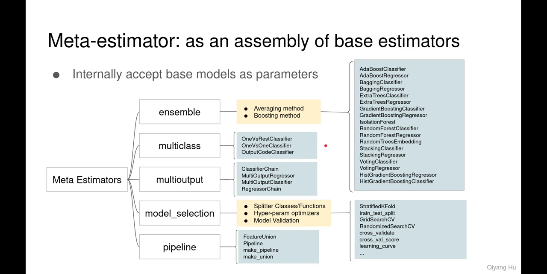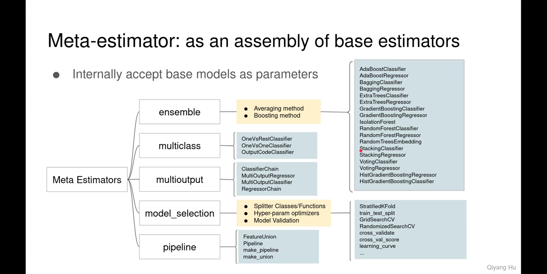The fourth category of meta-estimator is the model selection module. It contains various very useful functions, such as the splitter classes, hyperparameter searching, and cross-validation. As shown here, we already showed the example of train test split in our slides, and we will give you an example of grid search cross-validation, randomized search, and cross-val score as an example in our demo.